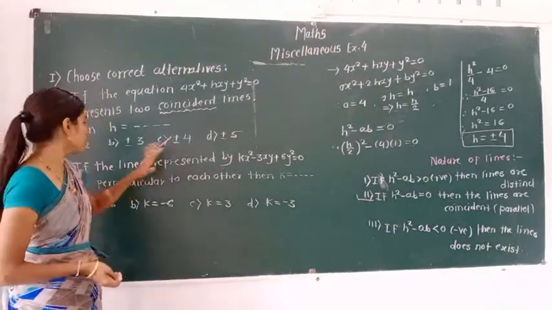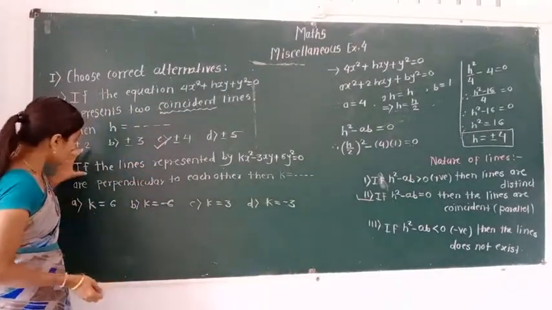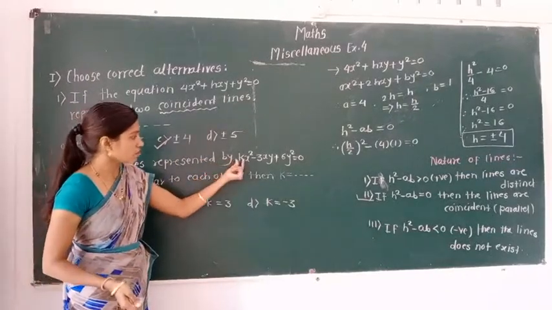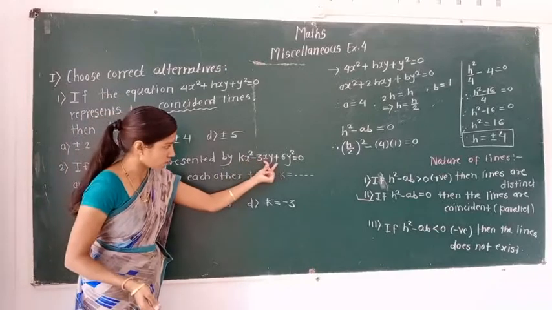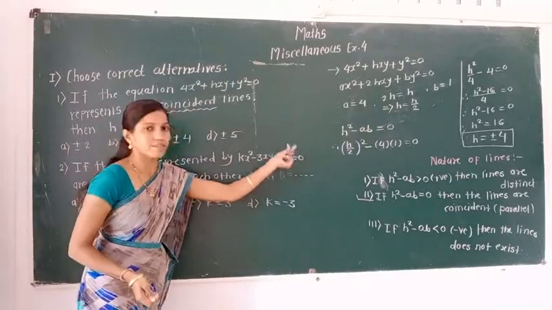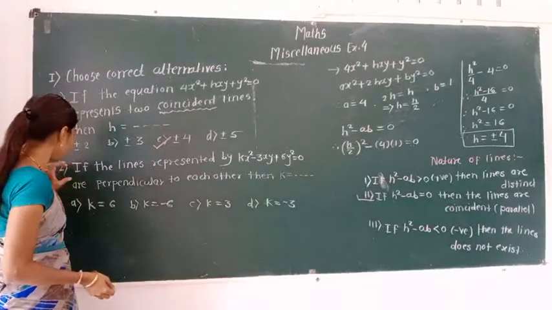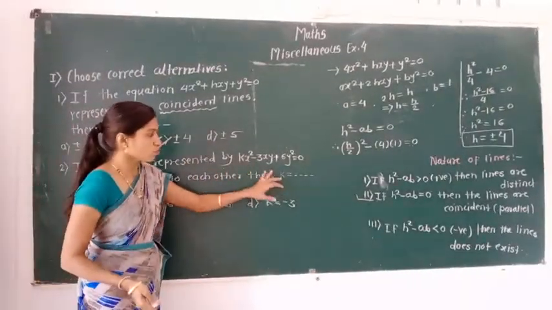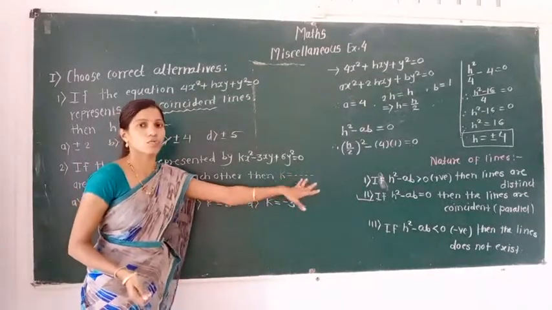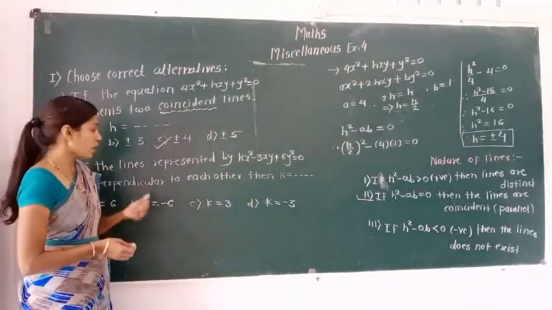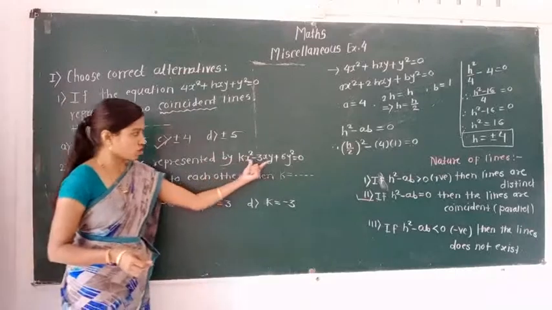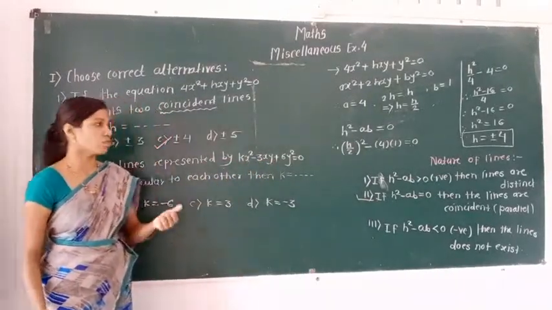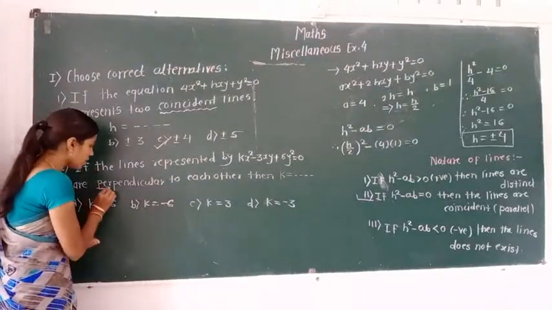Now see, the second question is, if the lines represented by the equation ax square minus 3xy plus 6y square is equal to 0 are perpendicular to each other, then we have to find the value of k. Now we know that the given equation is the combined equation of two lines. Those two lines are given to us.